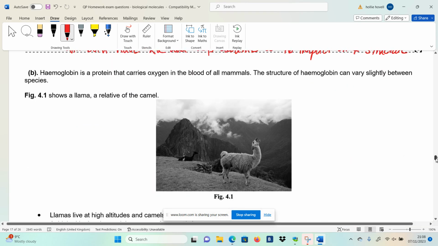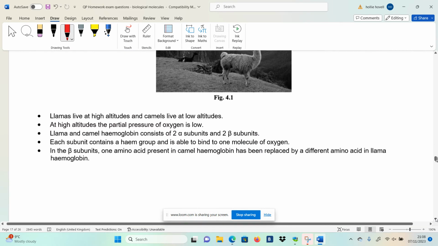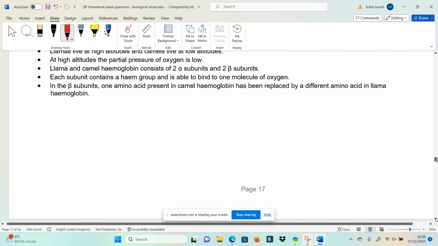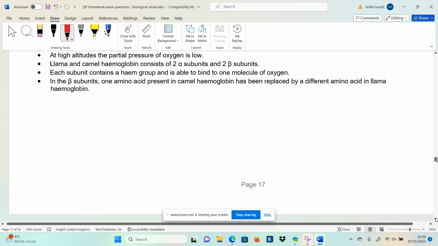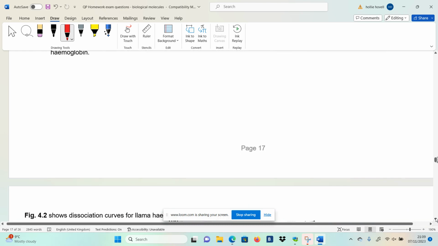Next one: hemoglobin is a protein that carries oxygen in the blood of all mammals. The structure of hemoglobin can vary slightly between species. Figure 4.1 shows a llama, a relative of the camel. Llamas live at high altitudes, camels live at low altitudes. At high altitudes, the partial pressure of oxygen is low. Llama and camel hemoglobin consists of 2 alpha and 2 beta subunits. Each subunit contains a heme group and is able to bind 1 molecule of oxygen. In the beta subunits, 1 amino acid present in the camel hemoglobin is replaced by a different amino acid in the llama hemoglobin.